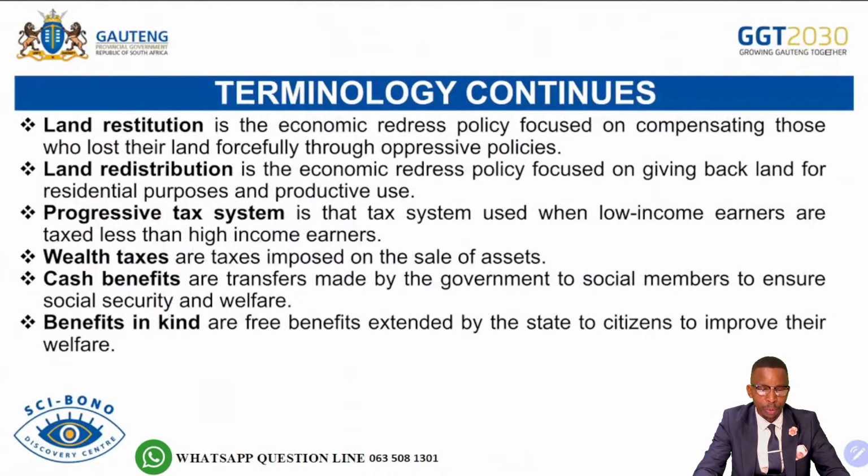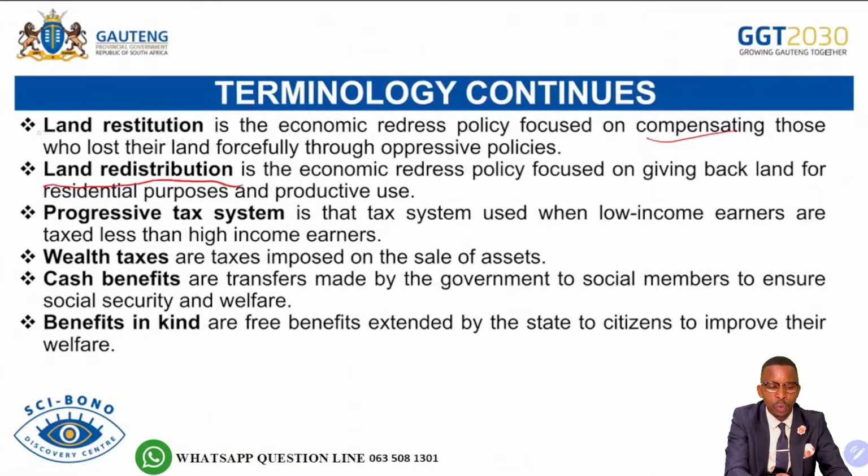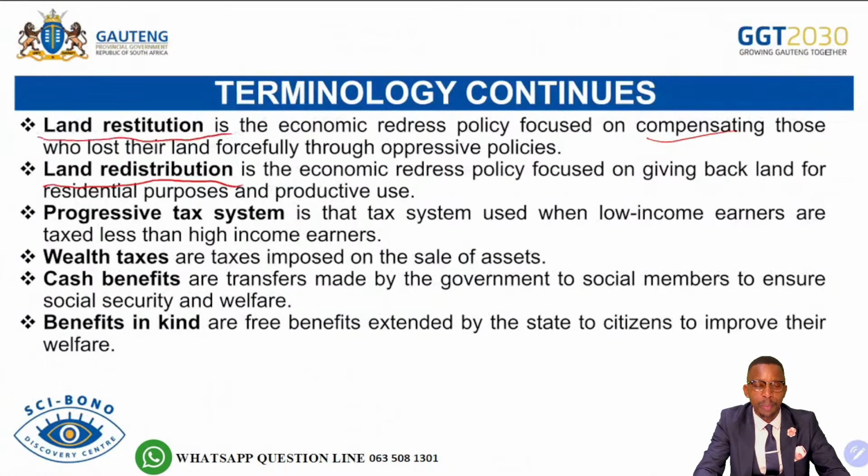We continue with terminologies. Land restitution. We call this the economic redress policy, focused on compensating those who lost their land forcefully through oppressive policies. And then we have land redistribution. It is very important for you to be able to distinguish between the two. You must know the difference because both of them are about returning land. However, restitution gives financial compensation to those who lost their land, while land redistribution gives back the land to people that lost it forcefully. So you must be able to give the difference between the two.